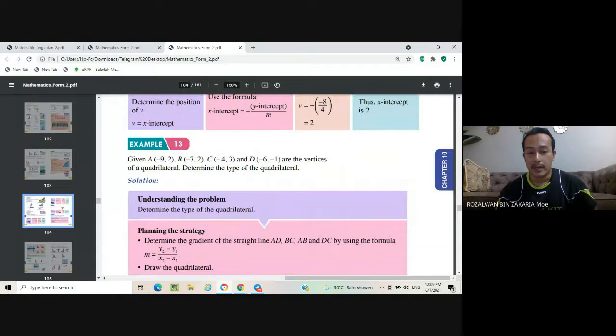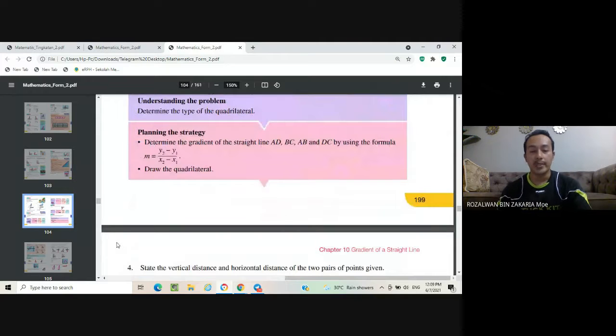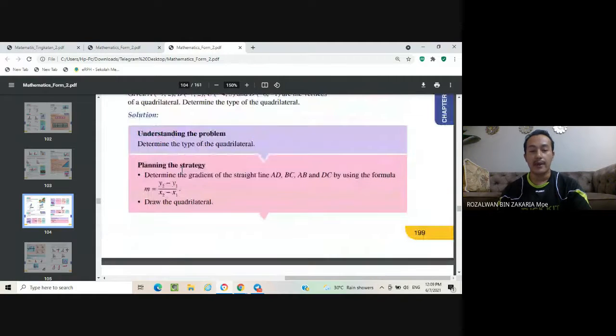So to do this one, first what you have to do is determine the gradient of the straight lines AD, BC, DC by using the formula of the gradient, which is M equal to y2 minus y1 divided by x2 minus x1, right? Okay, then you have to draw the quadrilateral. Okay, so look at this one.